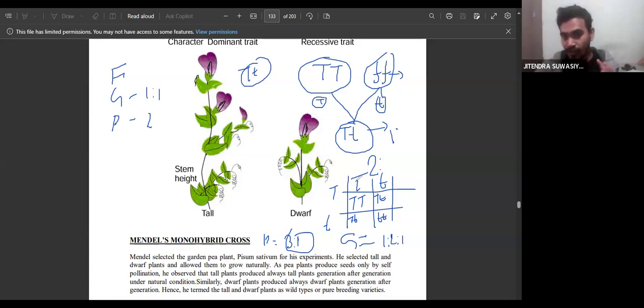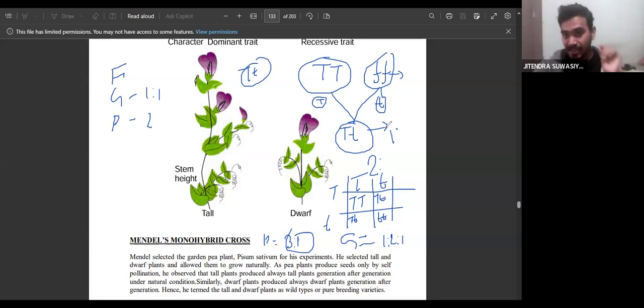So he found one tall homozygous trait. After that, one homozygous recessive trait. After that, he found two heterozygous traits. Okay, so that is after the crossing of F1 generations in the monohybrids. Mendel found the F2 generations.